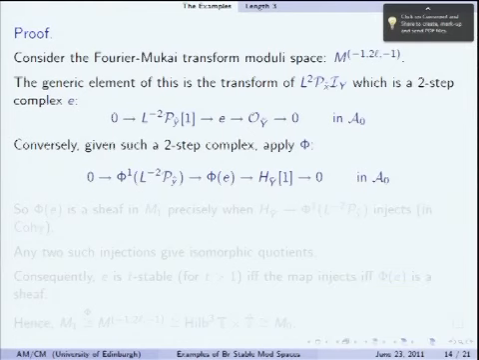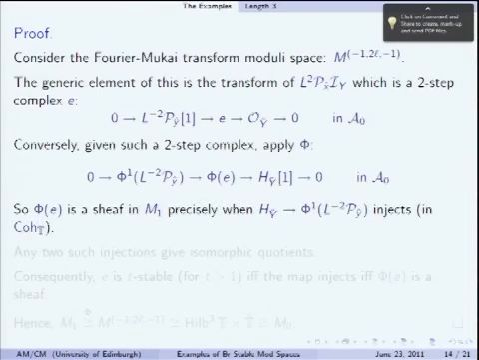However, this is a sheaf, and if I want this to be a sheaf, I have to move this to the other side, and I have to ask that the map inject. So phi of E is a sheaf in M1 precisely when that map injects in coh. Or in other words, if we go back to here, the map from here to here surjects in A0. That's another way to think of the same thing.